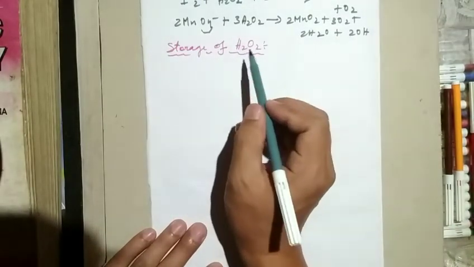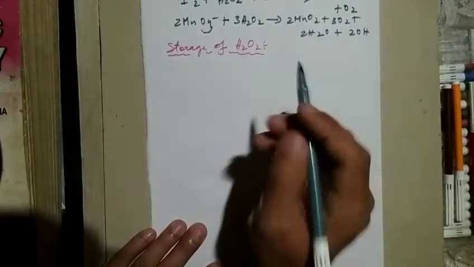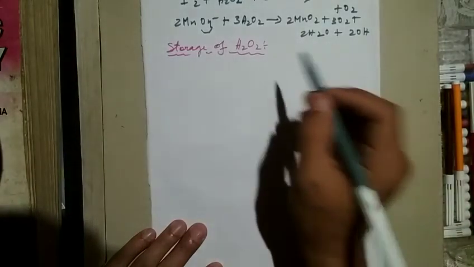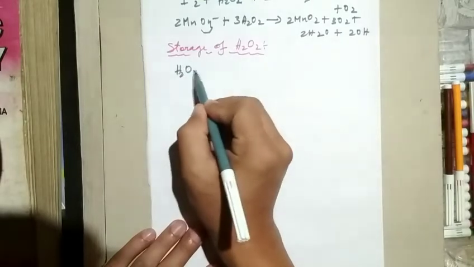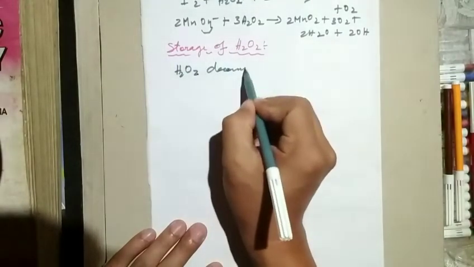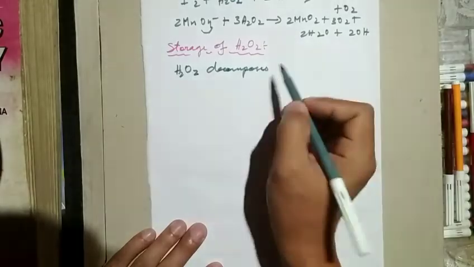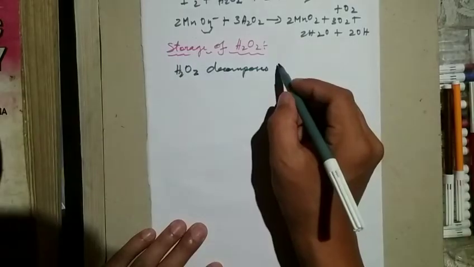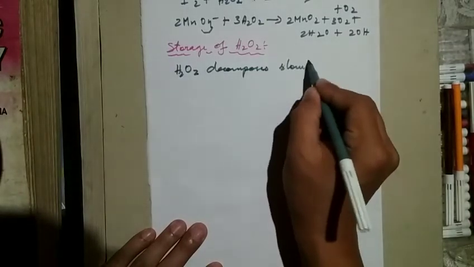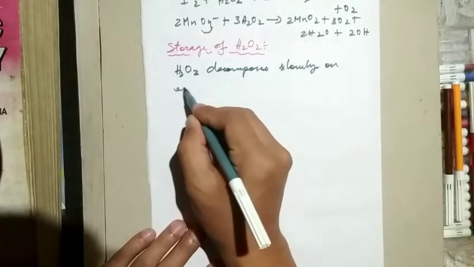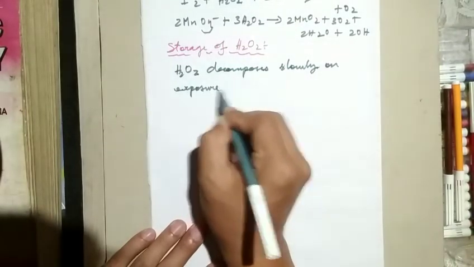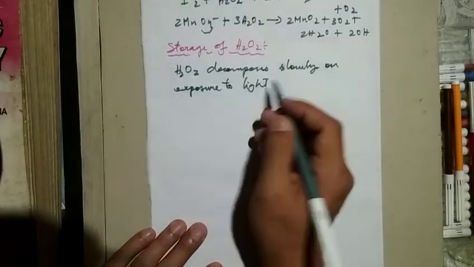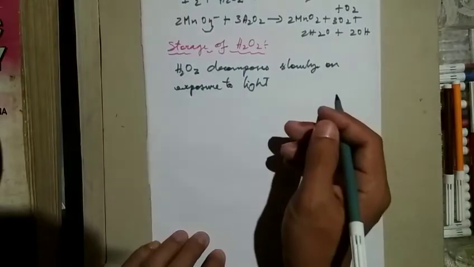Now storage of H2O2. This H2O2 is highly reactive. H2O2 decomposes, decomposes means it breaks. Slowly, on exposure to light, it also decomposes. So it is kept in a dark place.